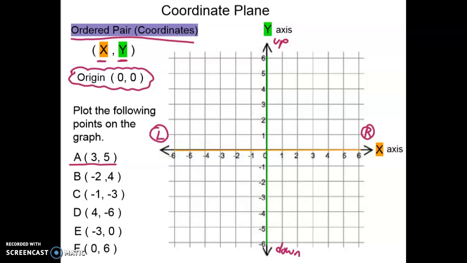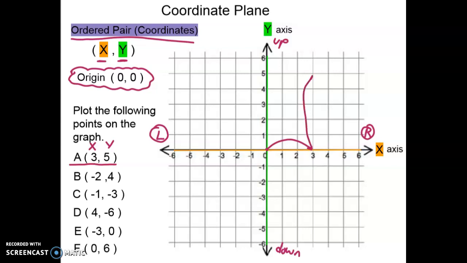So the first thing I'm going to do is start at my origin, or my center. This is my x direction. My x direction tells me I'm going to go positive 3. So if I'm going positive, I'm going to the right, and I'm going over to the 3. So that's my first set of directions. Then my y is a positive 5. So on my y-axis, I'm going to go up, because that's my positive direction, up to where the positive 5 is.